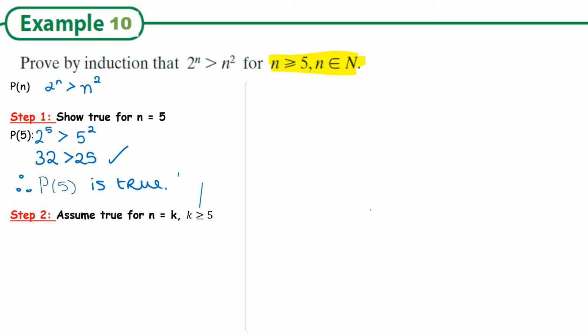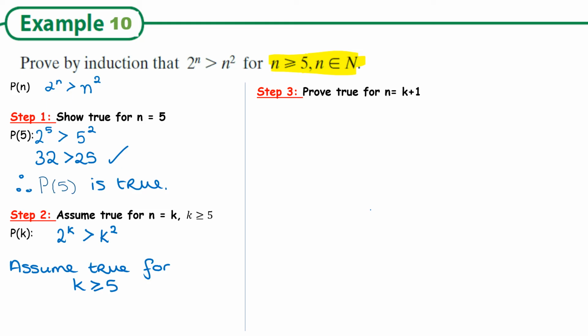So the next step is we're going to assume it true for n equals k, but specifically where k is greater than or equal to 5. So we're going to have P(k), which is 2 to the power of k is greater than k squared. We're going to assume that this is true for k greater than or equal to 5.